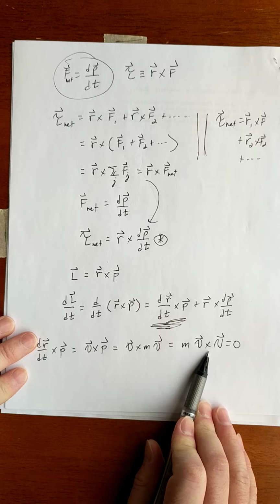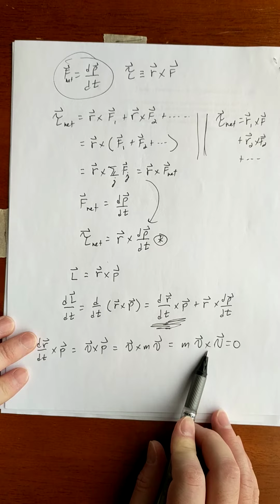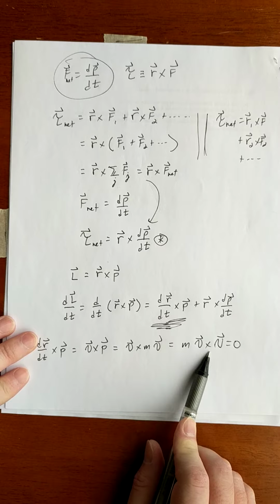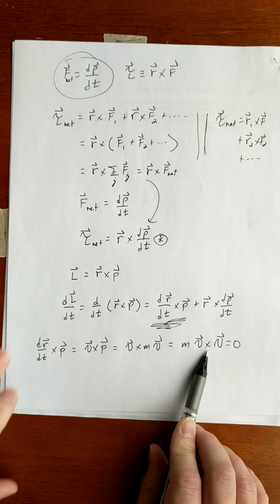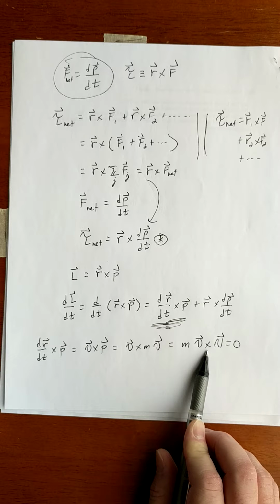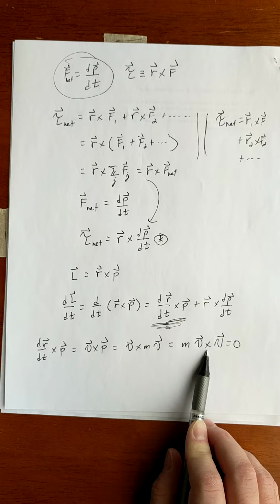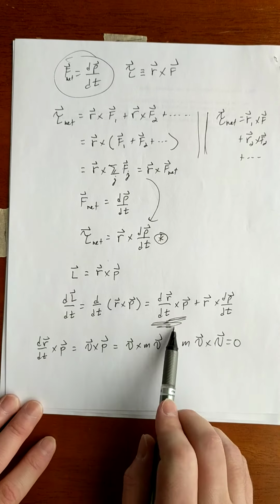Right? Again, taking the cross product is asking the question, how perpendicular are two vectors, and two vectors that are the same are as not perpendicular as they can get, so we get 0, right? The cross product of two vectors that are the same is always 0. So this term here is 0.